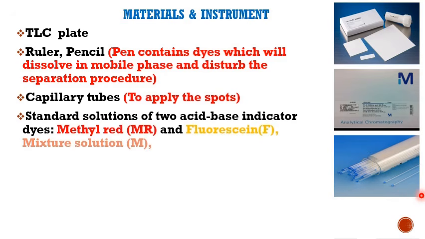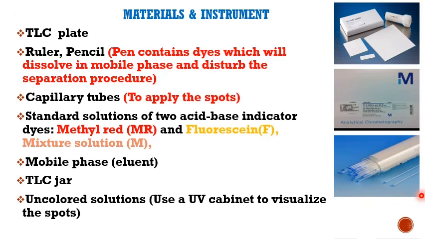Okay, next thing, you will be given standard solutions of two acid-base indicator dyes. The first is methyl red and the second is fluorescein. Also, you will be given a mixture solution containing both methyl red and fluorescein. Also, you will be given a mobile phase or eluent that will be placed in the glass jar, the TLC jar also.